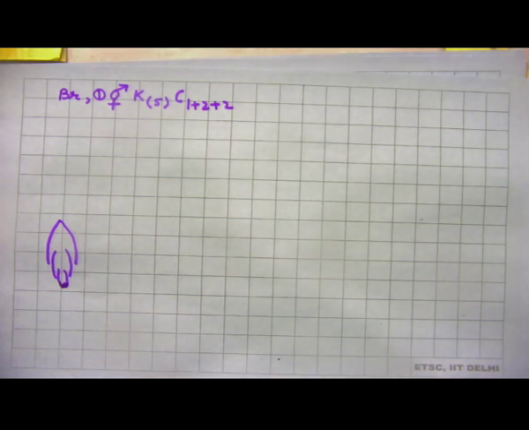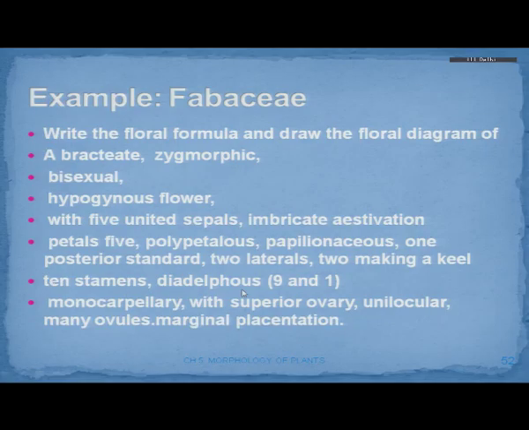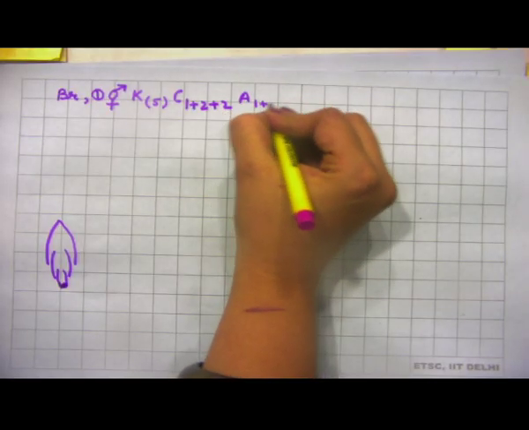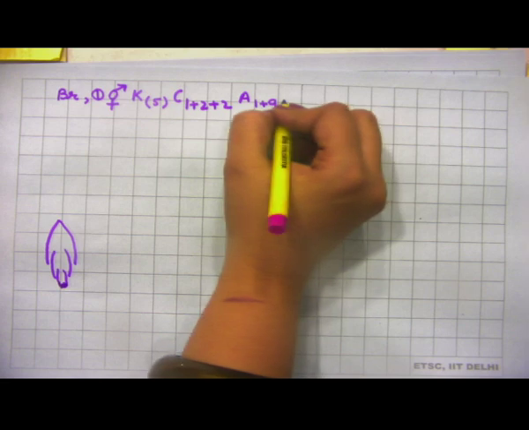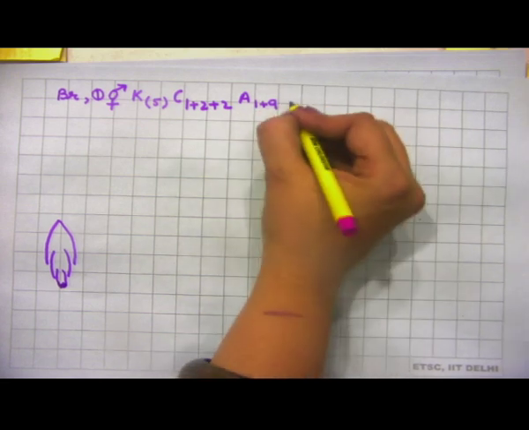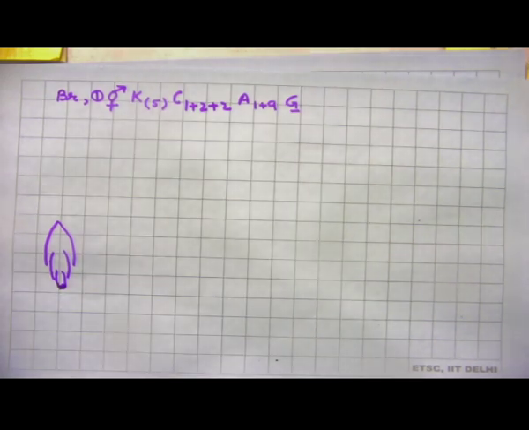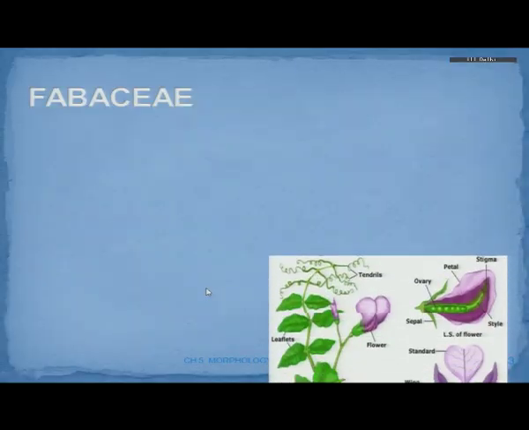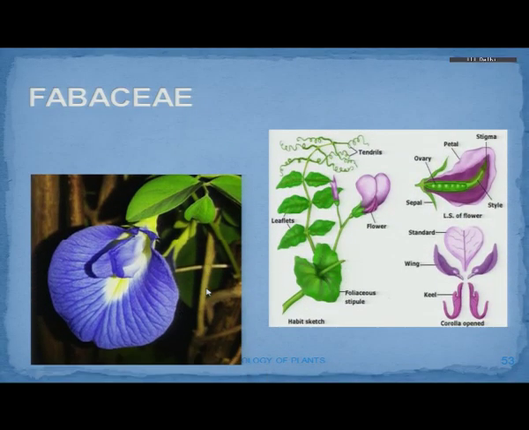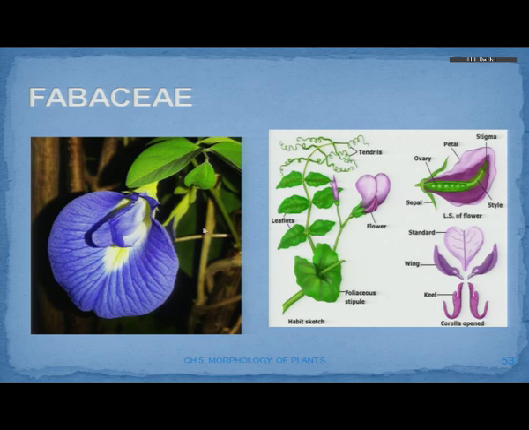Stamens are 10 here, and the condition is diadelphous. So, I will write A 1 plus 9, and the ovary is monocarpellary, superior, unilocular, with many ovules and marginal placentation. So, these are the flowers of the Fabaceae family.